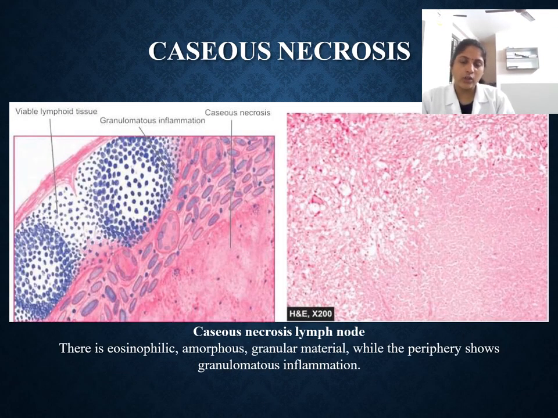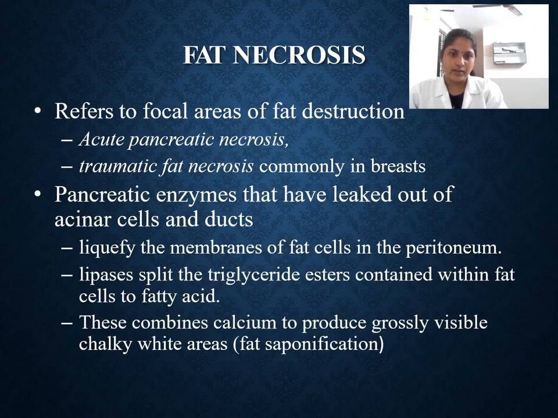This is the histopathological image of caseous necrosis of lymph node, which shows eosinophilic amorphous granular material, while the periphery shows the granulomatous inflammation. Fat necrosis refers to focal areas of fat destruction. It is seen in acute pancreatic necrosis and traumatic fat necrosis, commonly in the breast.